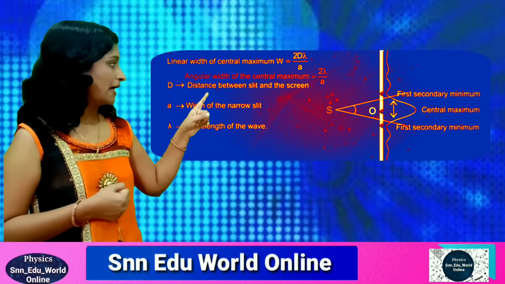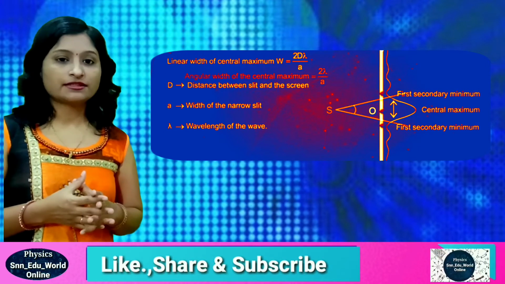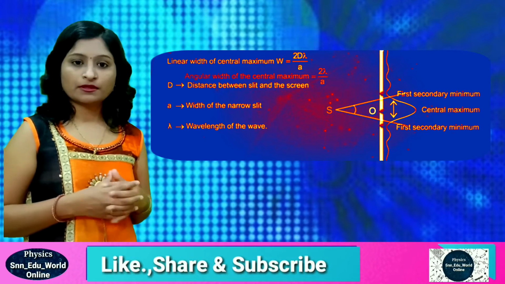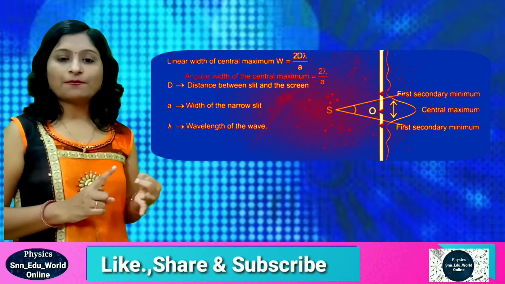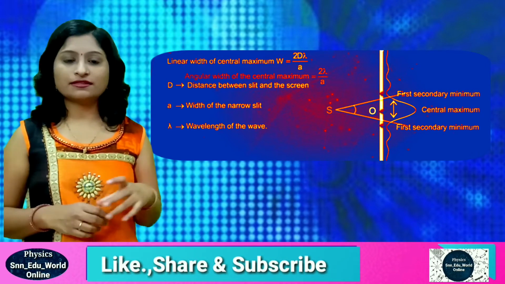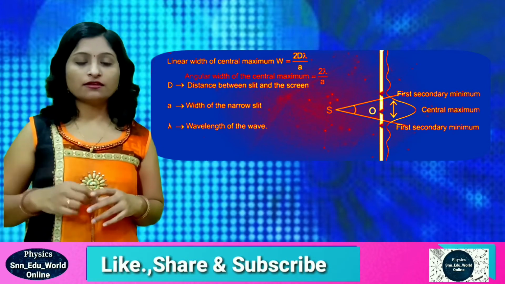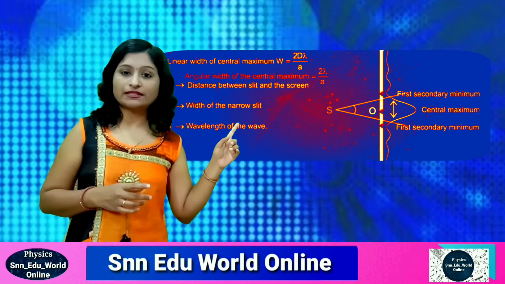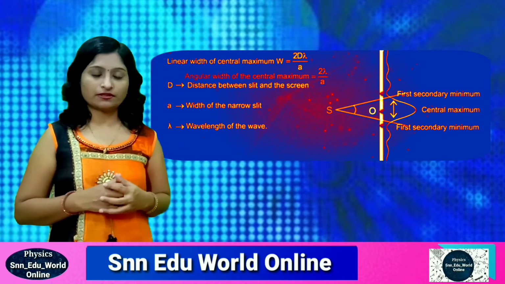For W, I have given the formula here: the width of the central maxima, W, is equal to 2d lambda divided by A. Here d is the distance of the slit from the screen, lambda is the wavelength of the ray, and A is the slit width. So from this we can calculate the width of the central maxima. It is also shown by the arrow in the diagram. Observe that it is the central maxima width W.